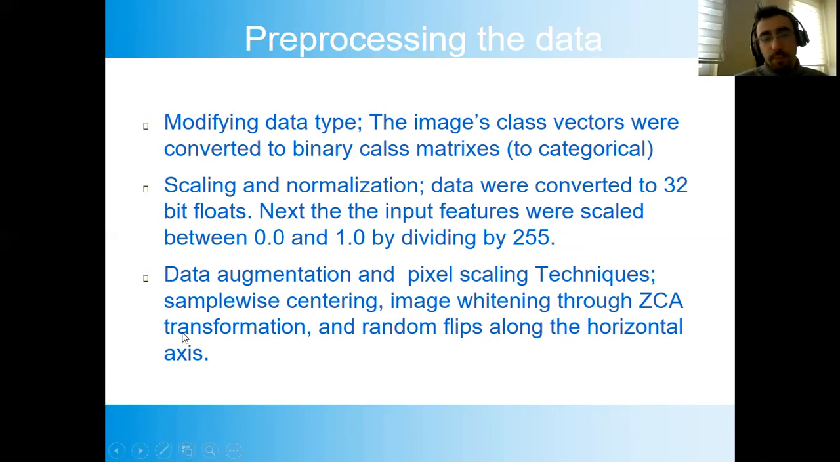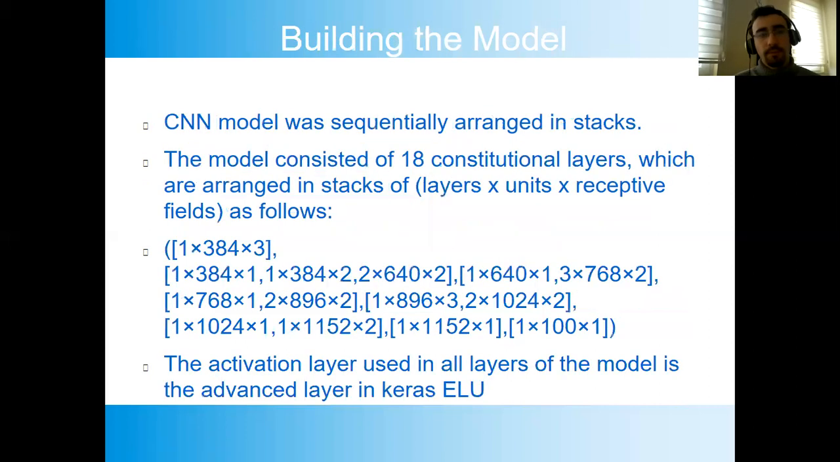Mainly what I implemented was sample-wise centering, image whitening through ZCA transformation, and then random flips along the horizontal axis. So we're flipping the images, we're augmenting the data so that we can get more accuracy. So these are different types of scaling techniques that I used. You can probably add more as further work.